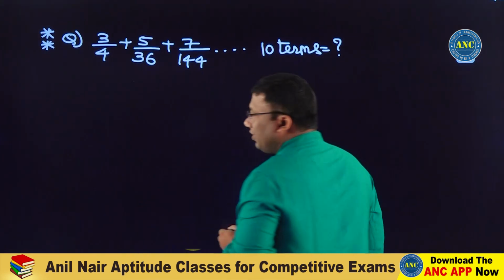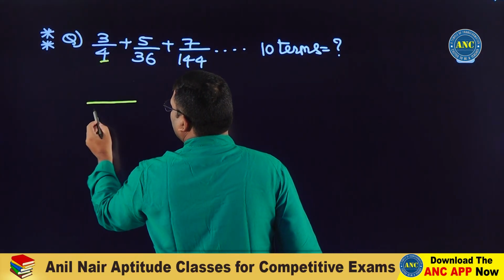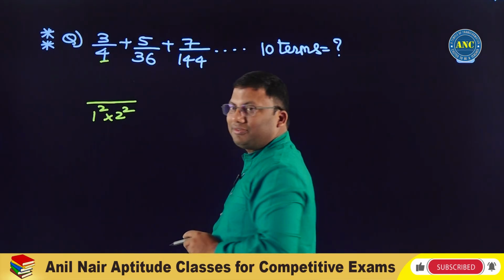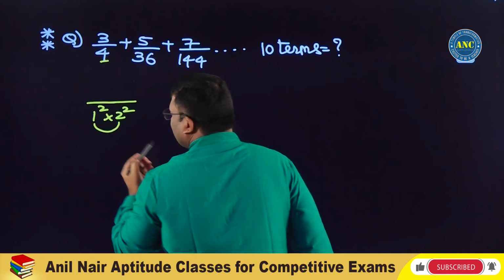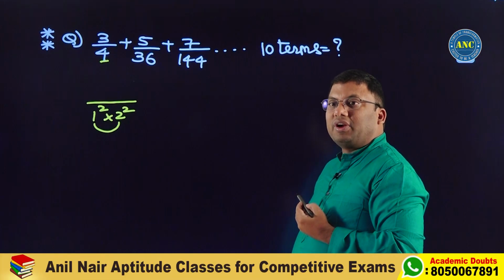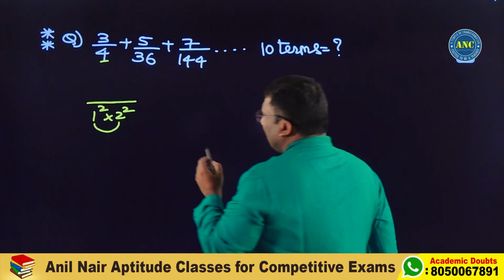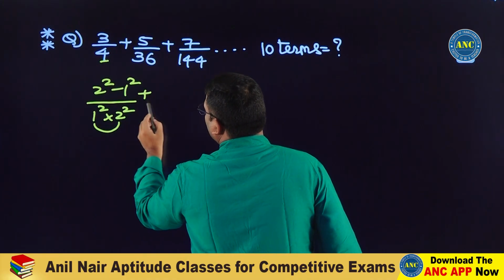Very carefully we have to do. Here it is 4. 4 can be written as 1 square into 2 square. 1 4s are 4. If you see the numerator, it is 3. 3 is 2 square minus 1 square. 2 square is 4, 1 square is 1. What is 4 minus 1? 3. So this is 2 square minus 1 square.